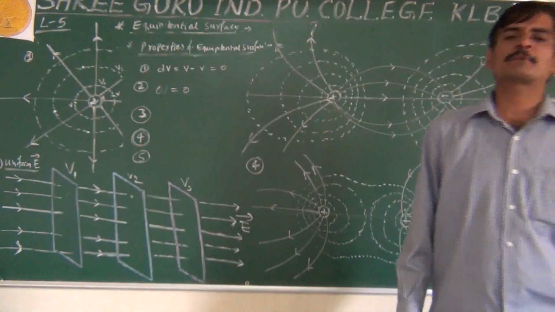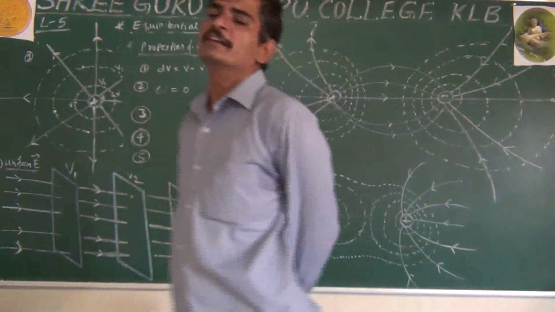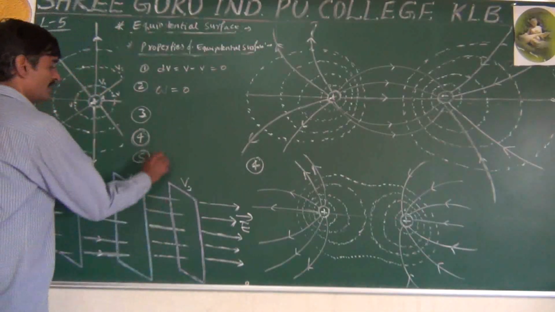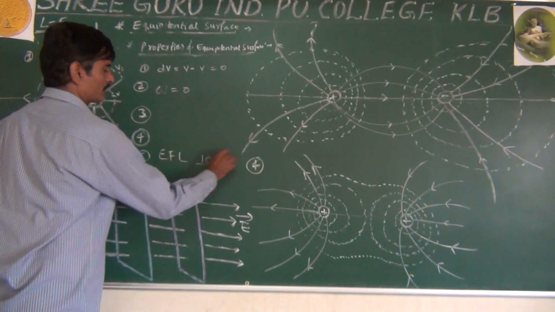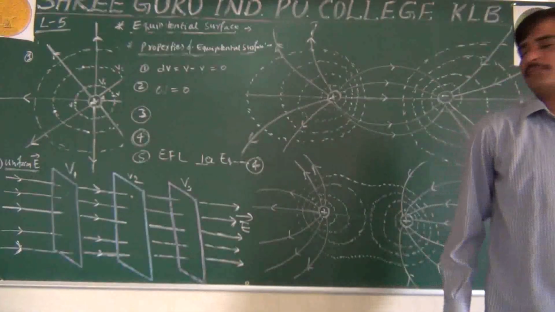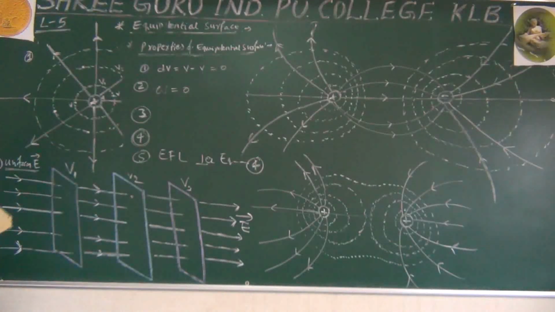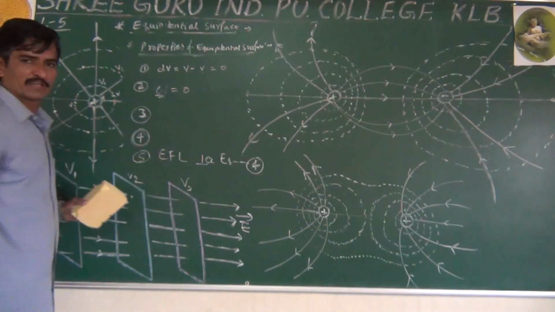Electric field lines are always perpendicular to the equipotential surface. So these are some properties of equipotential surfaces. Remember that this one is very important.